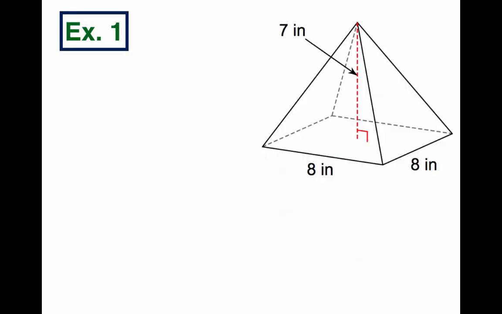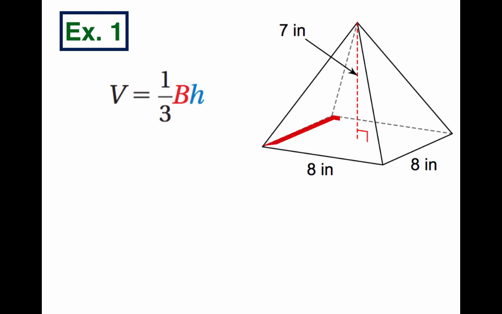Let's look at a pyramid. I would encourage you to pause the video and try to draw your own pyramid in your notes so you have it. This pyramid has some measurements. On the bottom it's an 8 by 8 and it looks like it has a 7-inch line going straight from the top of the pyramid down. And we're going to find the volume using that formula, 1/3 base times height.